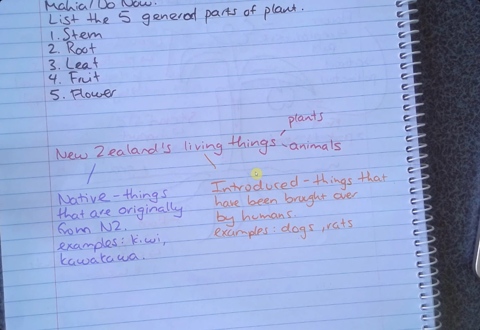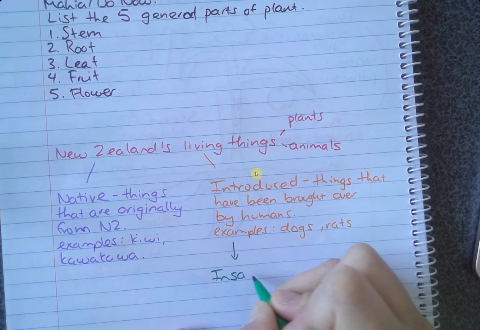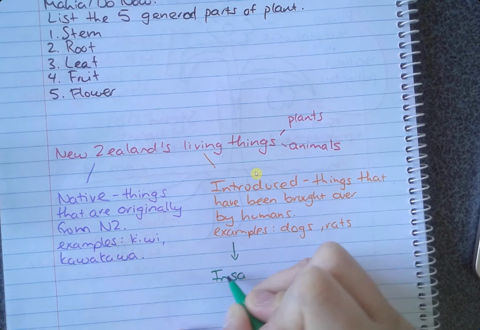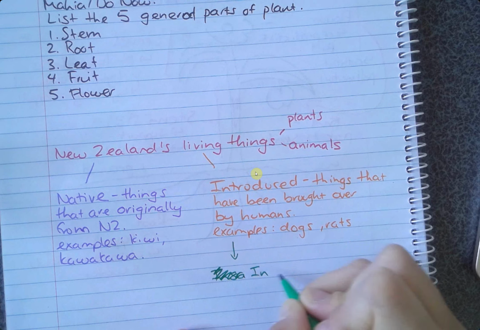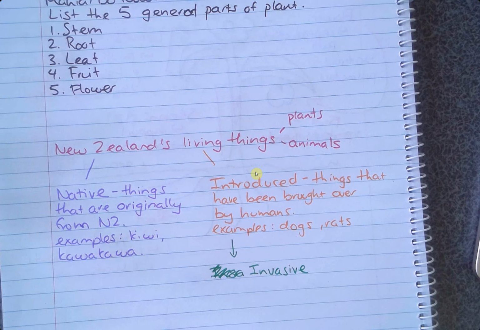Now, with those introduced, some of those introduced species are known as invasive. So what do you think invasive means? What does it mean when someone invades your space, like your personal space? If I start walking closer to you and I'm invading your personal space, what does that mean? I'm getting too close, right? Yeah.